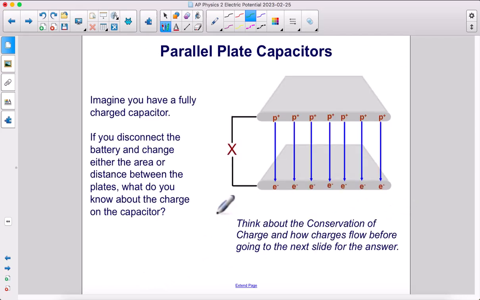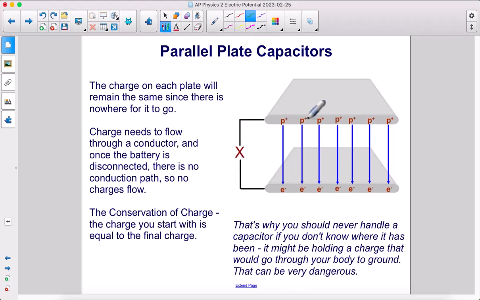Imagine you have a fully charged capacitor. If you disconnect the battery and then change either the area of the plates or the distance between the plates, what do you know about the charge on the capacitor? Think about the conservation of charge and how charges flow before going to the next slide for the answer.